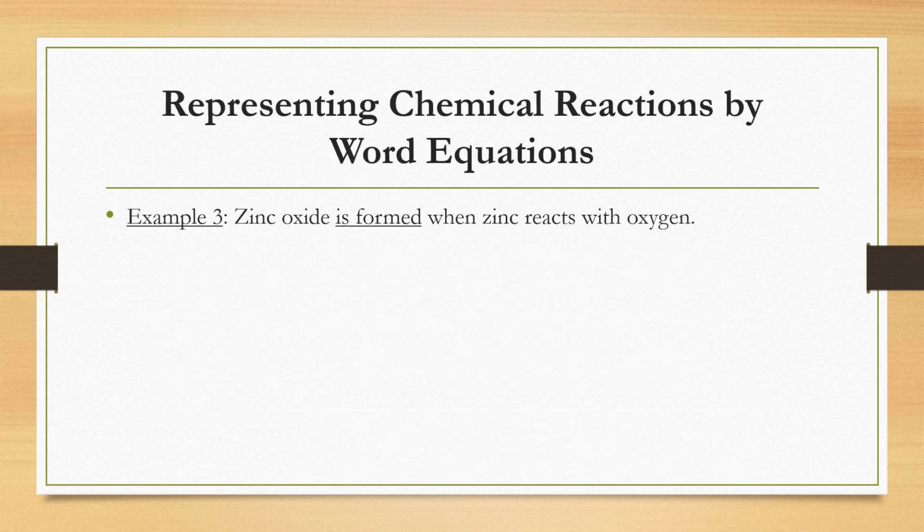A third example of a chemical reaction is that zinc oxide is formed when zinc reacts with oxygen. Here, zinc oxide is formed, therefore zinc oxide is the product. The starting substances are zinc and oxygen, therefore zinc and oxygen are the reactants in this reaction. Hence, the word equation for the reaction is zinc plus oxygen gives zinc oxide.